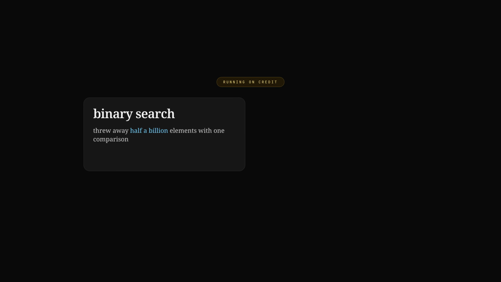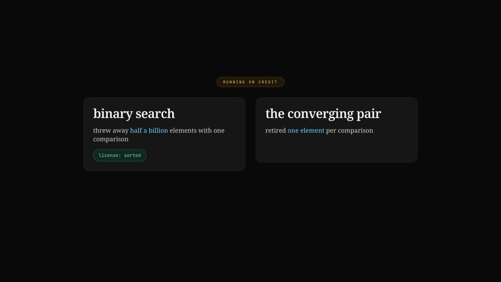The last two patterns ran on credit. Binary search threw away 500 million elements with one comparison, and the license was a single word: sorted. The converging pair retired an element per comparison, same license. Both times, the sorted array just appeared. Nobody asked what it cost. Today, the bill comes due, because sorted data does not exist in nature.